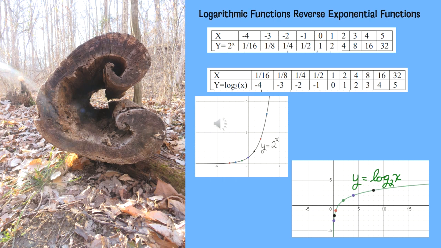So 1 as an input will give me 0 as an output for all basic log functions, because any base raised to the 0 power equals 1. So the log is reversing that. Now an input of 1 is going to always give us 0 as an output. And then as x gets larger, the value of log gets larger, but it's reporting back what the exponent would have been on the exponential function. So when I plug 32 into log base 2, I get out 5.